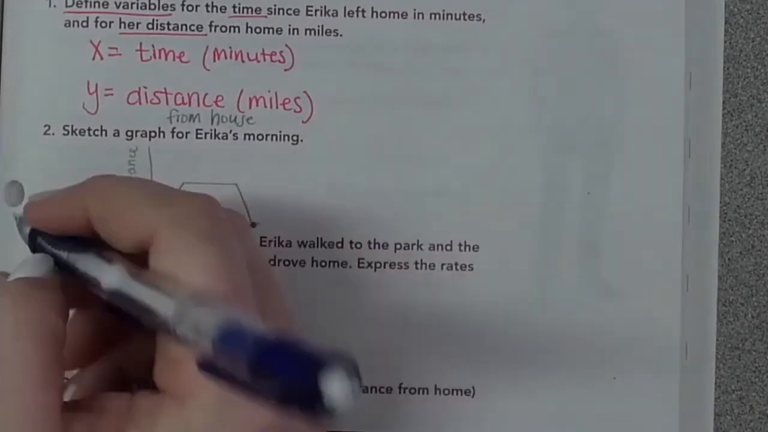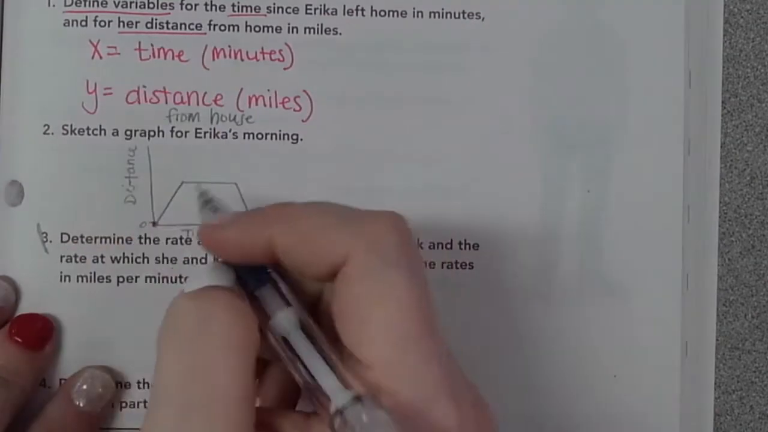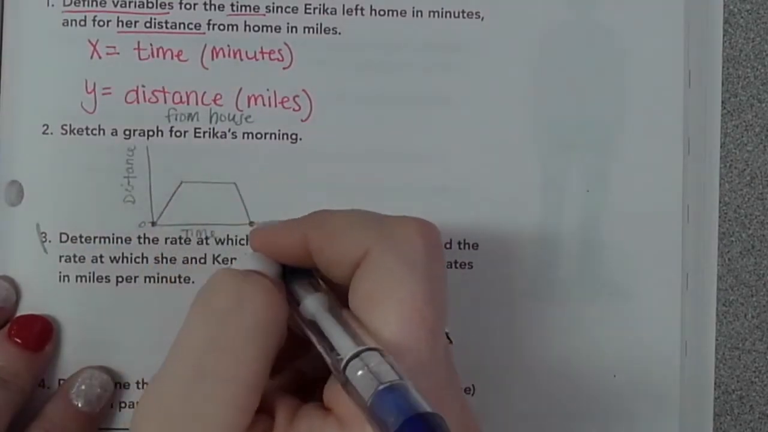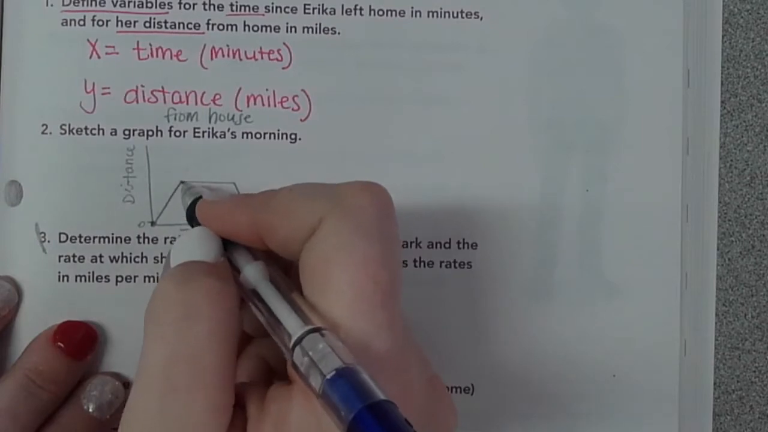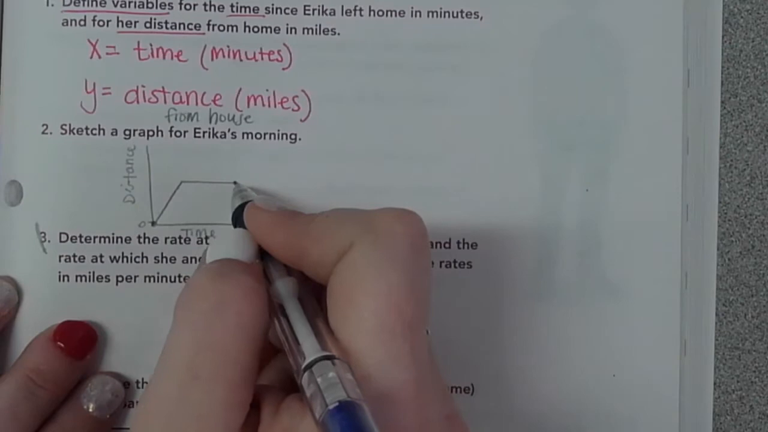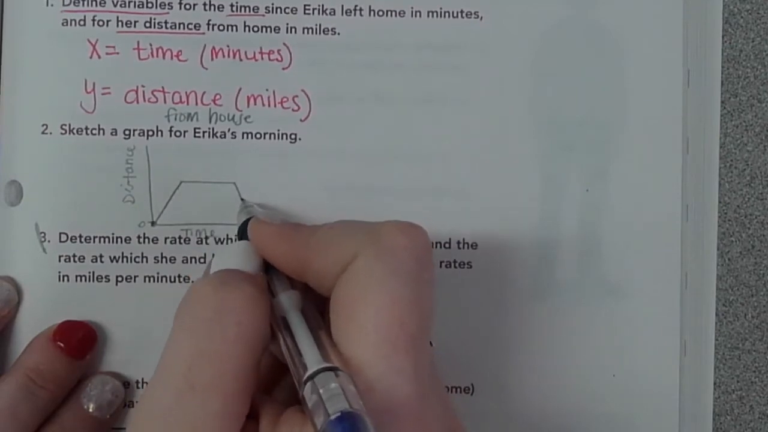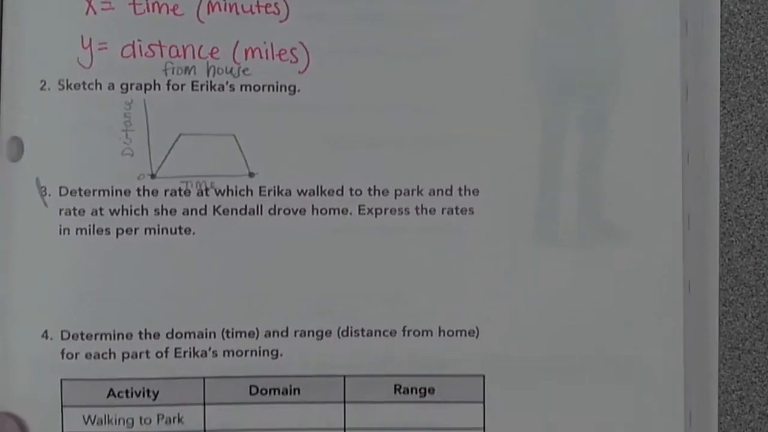Okay, so that's what a sketch is. It's just giving a general idea. Remember, it's not talking about a hill. It's not saying she walked up the hill and then stopped at the hill and then went back down. Her distance is getting further and further from her house. Then she's staying at the same distance from her house when she's at the park. And then her distance is going to decrease as she gets closer and closer back to her house.